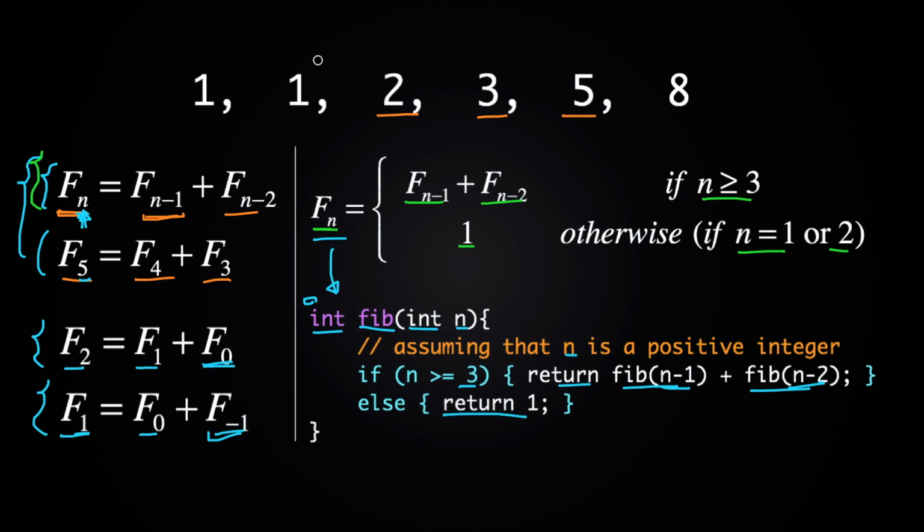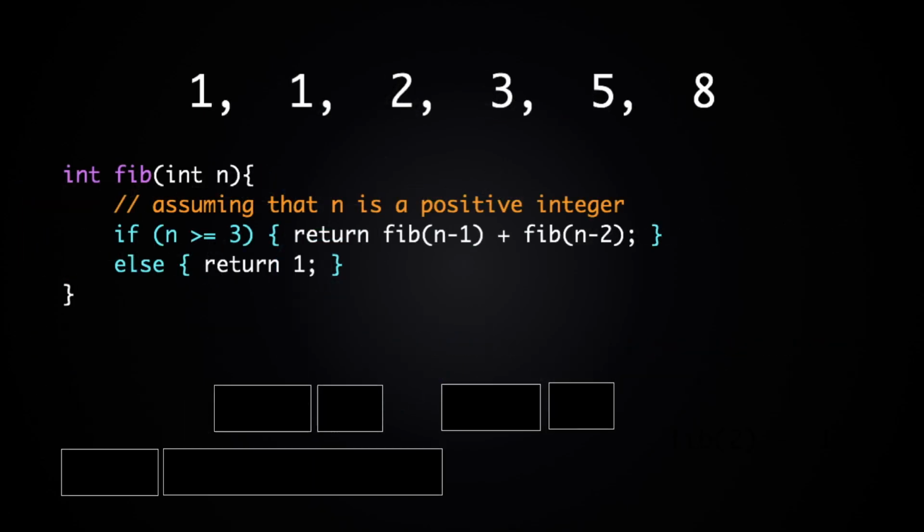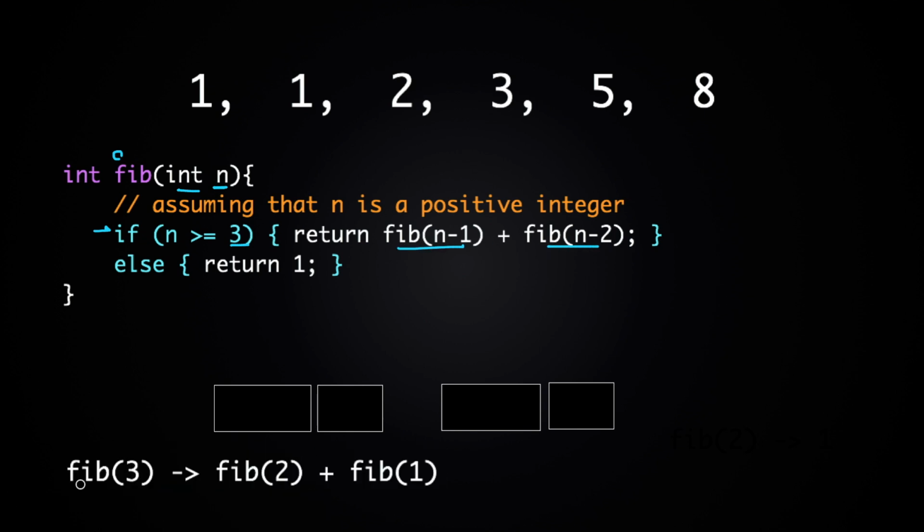Okay, let's now take a look at a few examples here to see how this function works exactly. I'm just going to move this function over here. Okay, first of all, let's say this function fib is called with 3 as the argument. Then what happens is we go to this line right here. 3 is greater than or equal to 3. So we'll say, okay, the return value of fib of 3 should be the sum of fib of 1 and fib of 2. So that's what I wrote here. Fib of 3 should be the sum of fib of 2 and fib of 1.